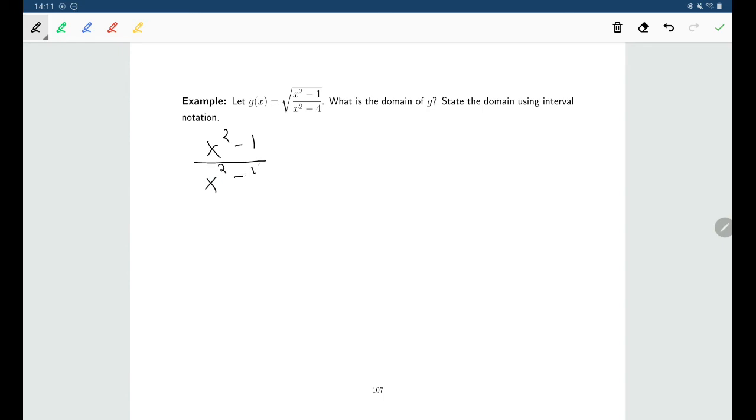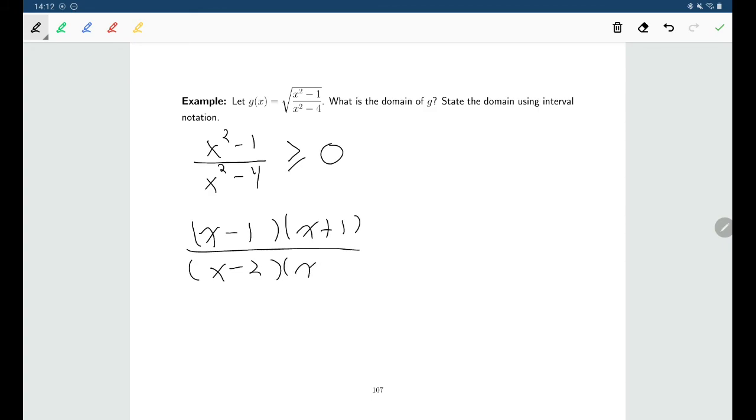So in other words, if you're looking for what is the domain of g of x, you're looking for where is the inside of that square root 0 or larger. So there we go. We're solving a polynomial. We're solving a rational function inequality yet again. Do the same thing as we always do. Factor.